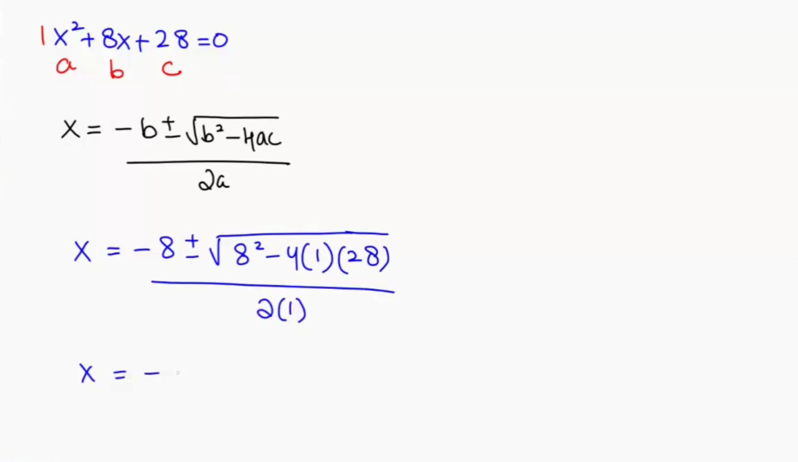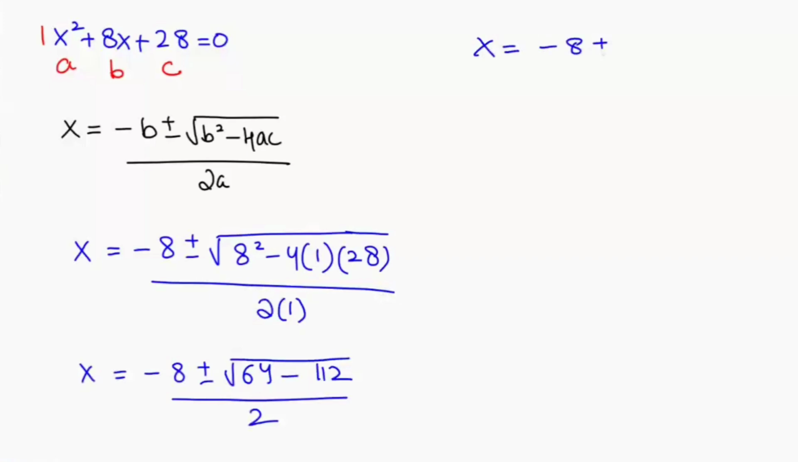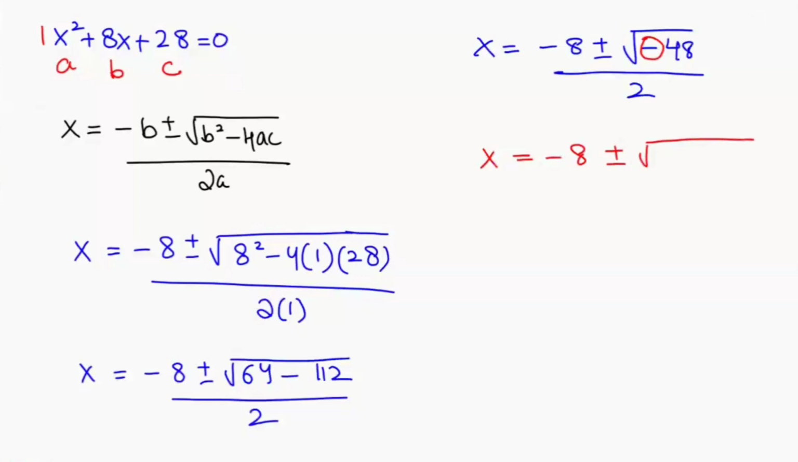X is equal to minus 8 plus minus, and this will be equal to 64, and 4 times 28 is 112, over 2. X is equal to minus 8 plus minus, this will be equal to, and here 64 minus 112, so here we will get negative 48 over 2. Now in the next step, I want to separate this negative sign from this 48, so I'm going to express x is equal to negative 8 plus minus root 48 times negative 1 over 2.